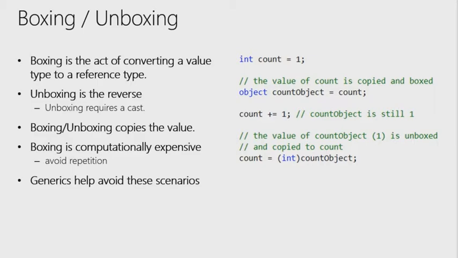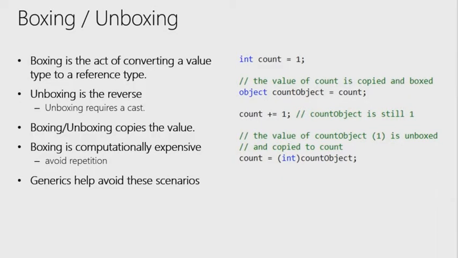Right. The other thing is you've now broken the relationship between count and count object. If we increment count, so we're using the plus equal syntax here to say count equals count plus 1, count is now equal to 2. But because there is no connection between count and count object, count object is still equal to 1, which was the initial value that was copied in. So that may be counterintuitive when you're just thinking about things from an object perspective.